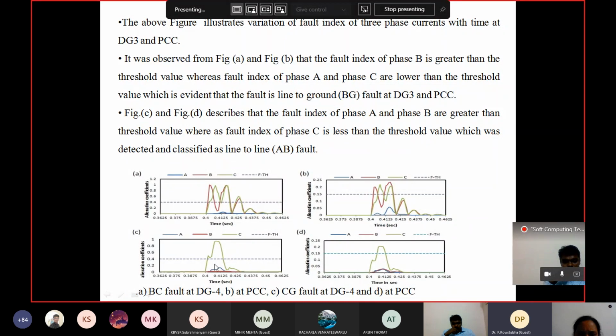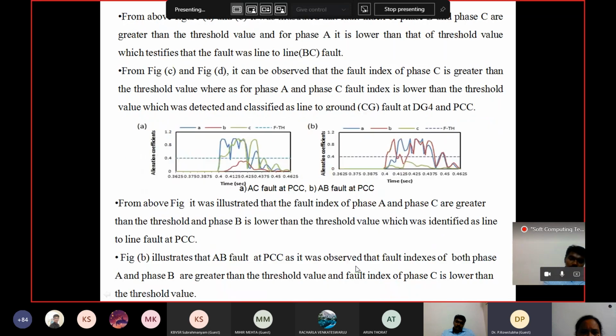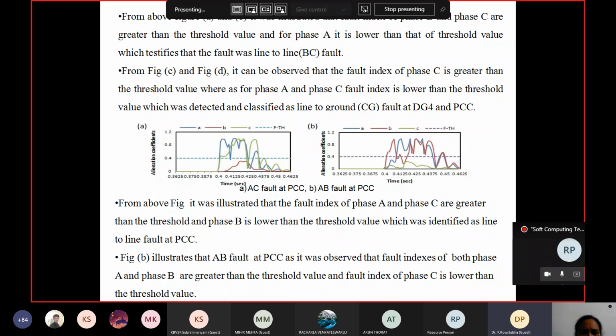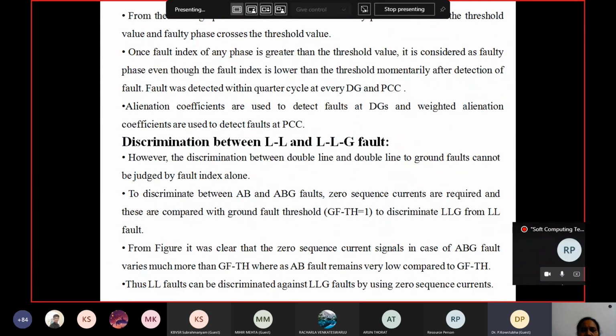Here also BC fault at DG4 and PCC. Like that easily we can say and discriminate also. These are the AC fault at PCC and AB fault at PCC. And discrimination, let us see how we can discriminate whether it is LL fault or LLG fault. Why? Because in both the faults two phases are involved. By seeing itself you can't discriminate whether it is LL or LLG.